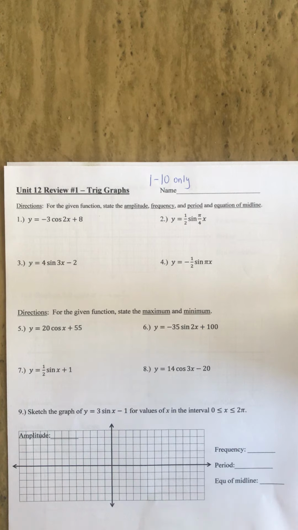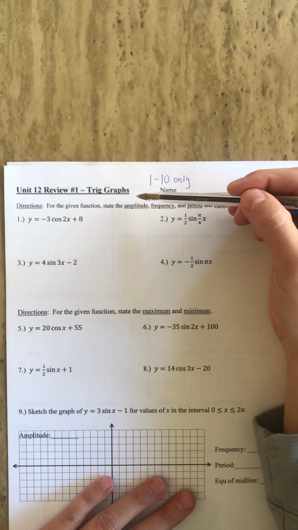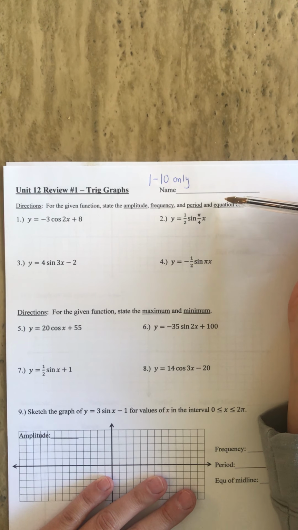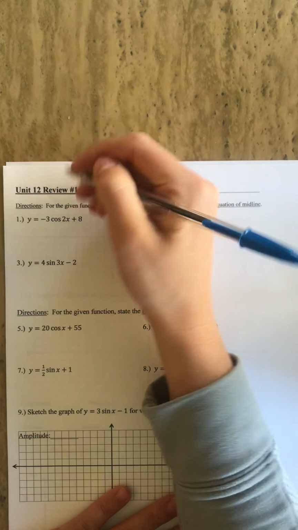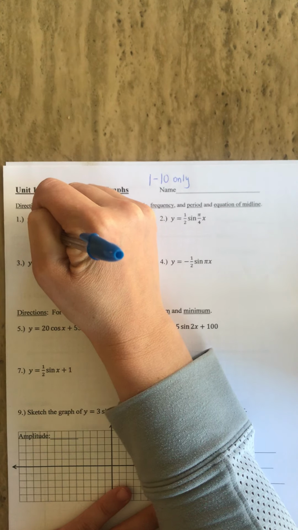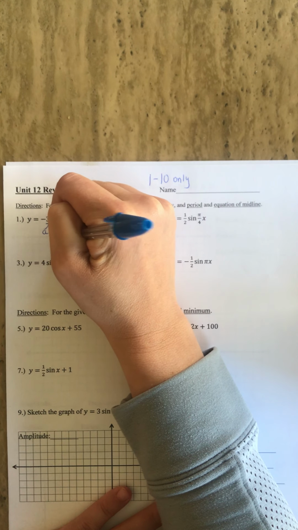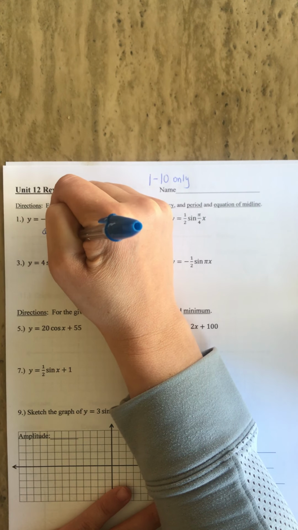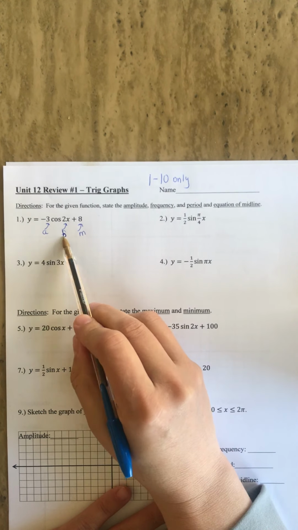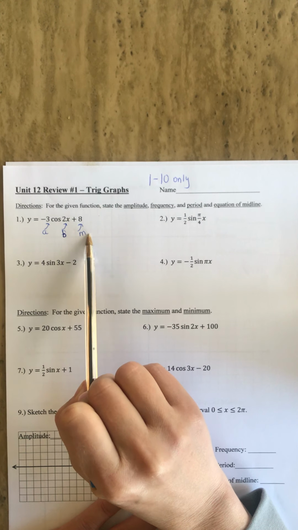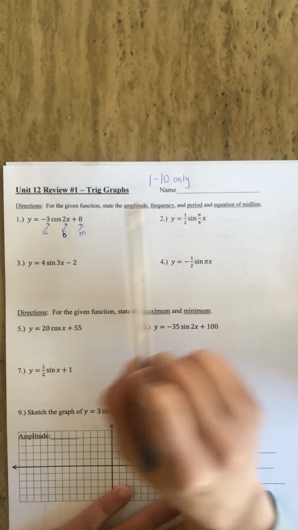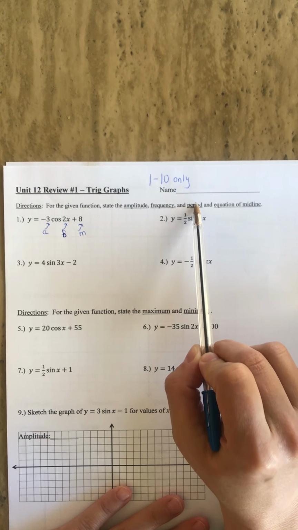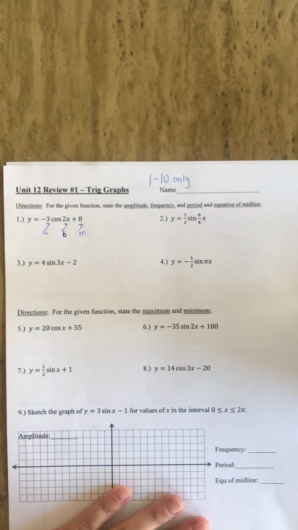All right, so this one right here, they want you guys to focus in on the amplitude, the frequency, the period, and the equation of the midline. So our amplitude is always out in front. This is my amplitude. This right here is my frequency. And this right here is my midline. I always put F for frequency when it should be B. So those are the three things that you're going to be focusing in on. And then, of course, the period is 360 or 2 pi divided by your frequency.